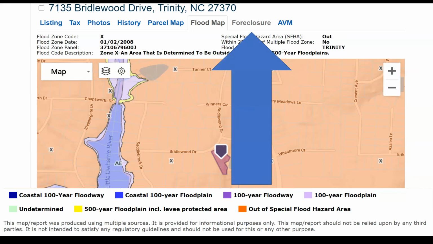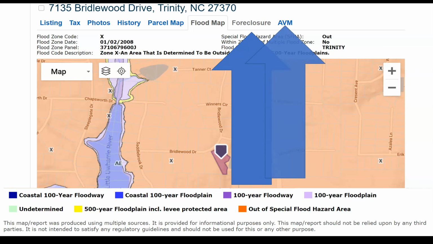On this listing, the foreclosure tab is not accessible. This is only a link if there has been a substitute trustee deed recorded in the last 12 months. And the last tab, if you choose to use, is the AVM, our software provider CoreLogic's derived value.